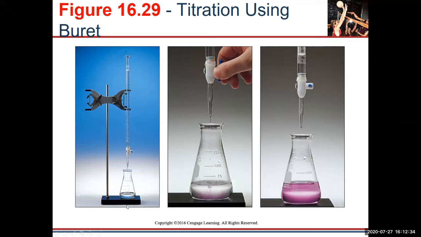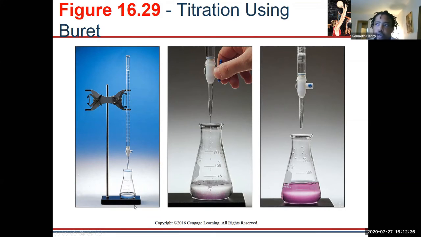This here is our chemical stand, or it's just typically called a stand, right? And these are just your buret clamps. So buret clamps, chemical stand, buret, and beaker. I'm sorry, flask. This here is an Erlenmeyer flask. Buret, Erlenmeyer flask, chemical stand, buret clamp.